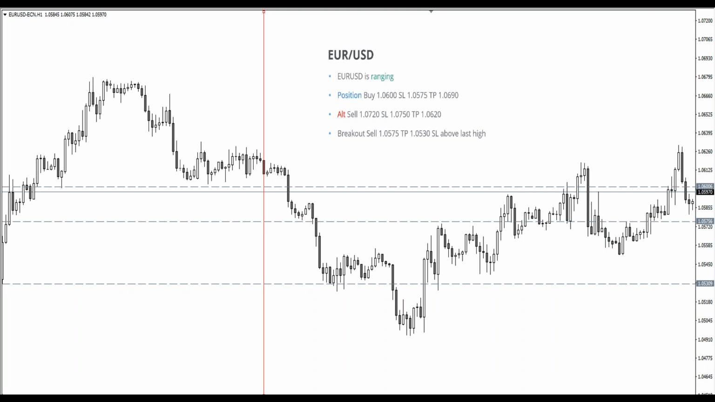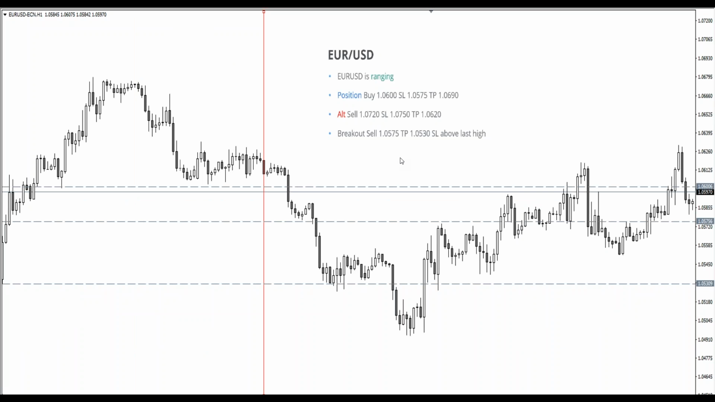GBP dollar was ranging. We had positional sell 2480 or alternative buy of 2310. Well, what happened is to the pip. This was also a very good trade. Originally, it was qualified to be the best trade, to be the trade of the week.